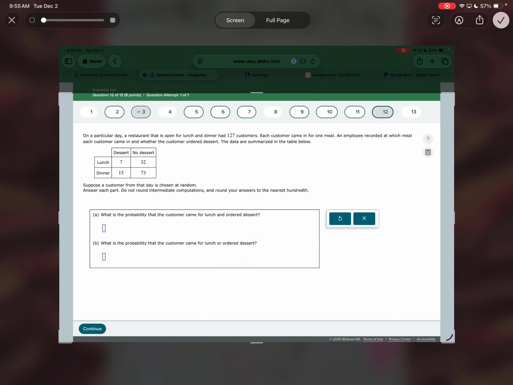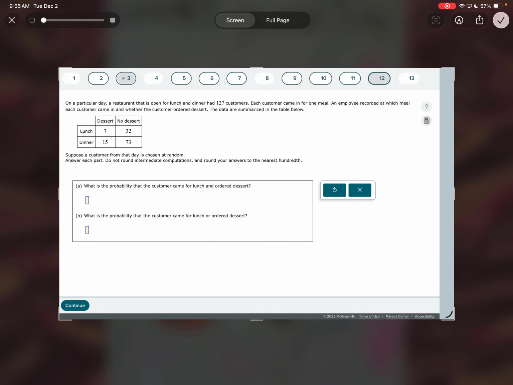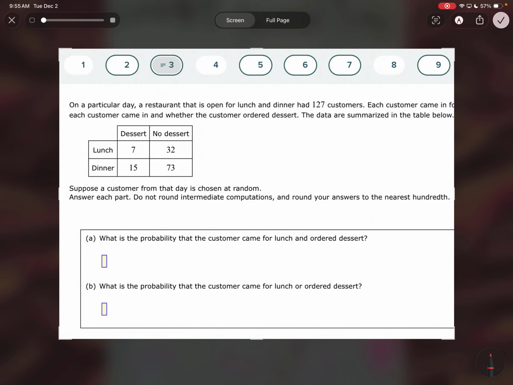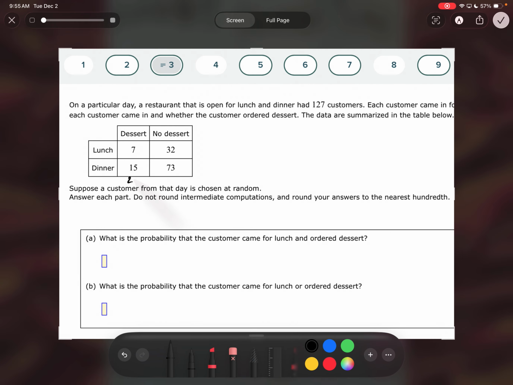Two more. So let me just, I don't need all that. I'm going to go ahead and total these up just to make it easier for us. That's 105, so that's 127. That's 88. That's 39. Okay. What is the probability that a customer came for lunch and ordered dessert? Lunch and ordered dessert would just be this number right here, right? The lunch and ordered dessert is 127. Everybody good with that? That one's easy.